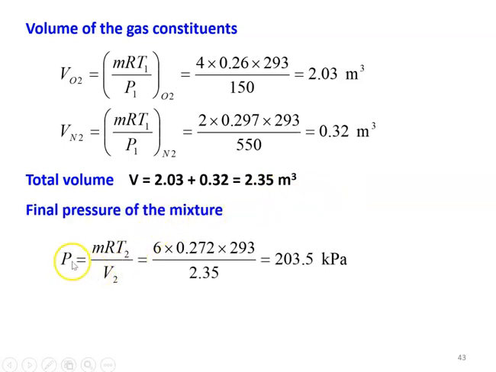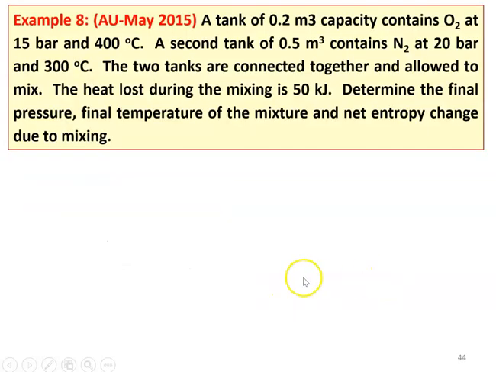Final pressure of the mixture, P equal to m R T2 divided by V2. The volume V2 we have calculated, T2 is given as 293, R for the gas mixture, which we calculated, is 0.272. So, 6 into 0.272 into 293 divided by 2.35 equal to 203.5 kPa. So, that is the answer to the problem.